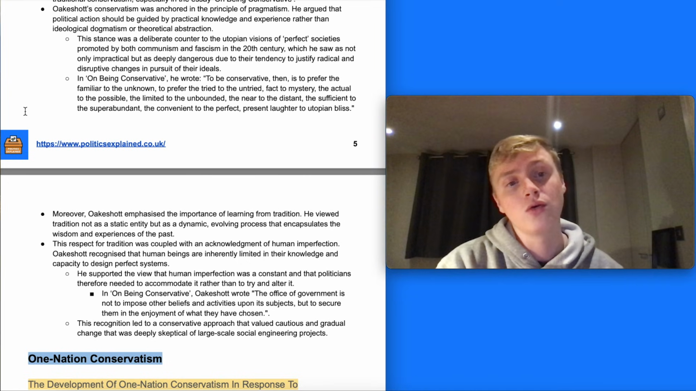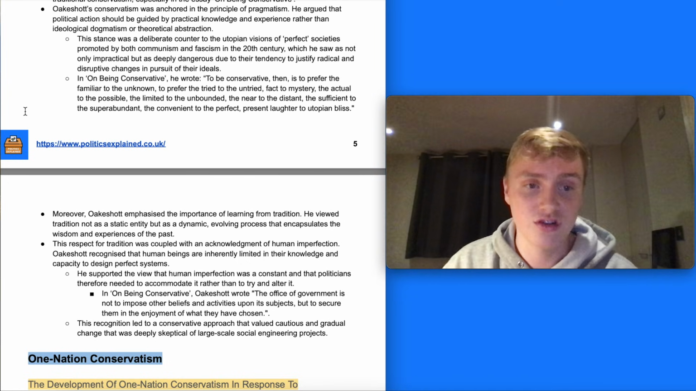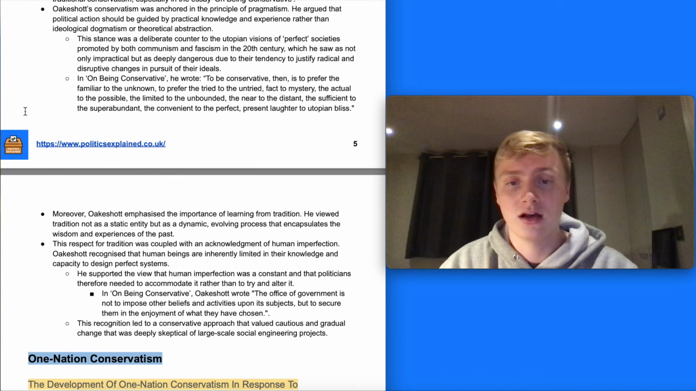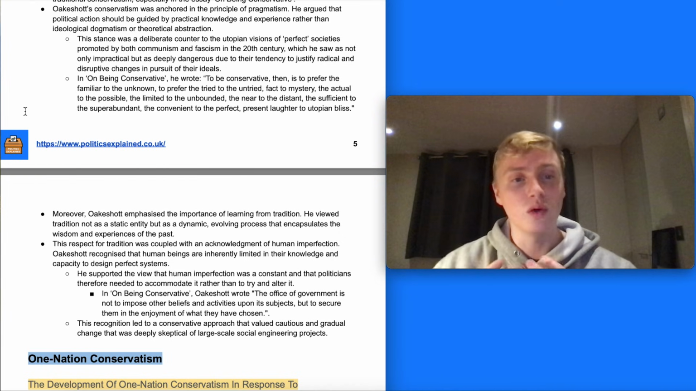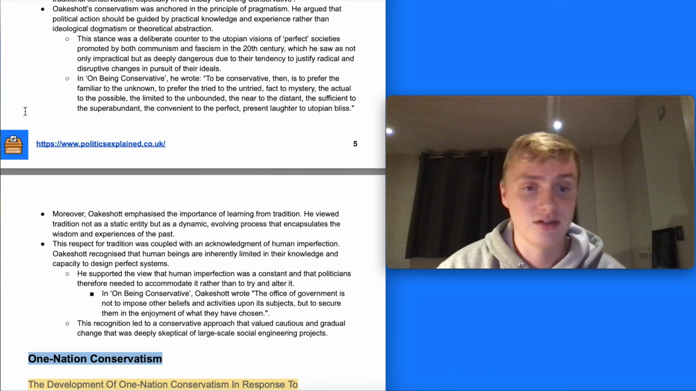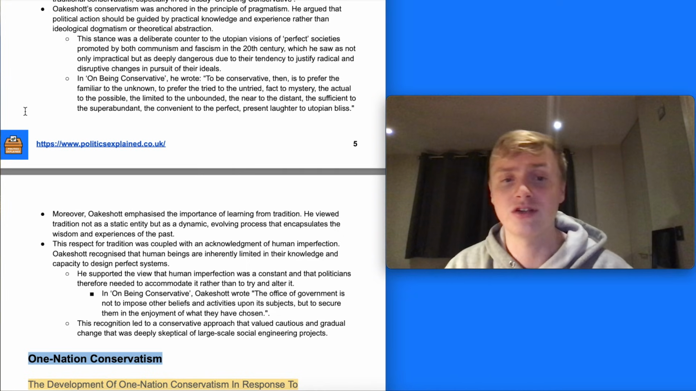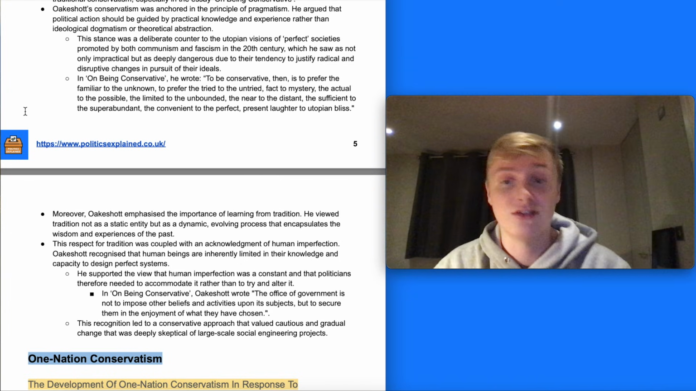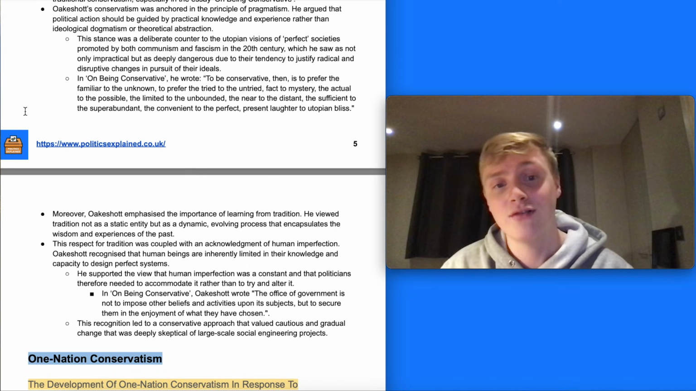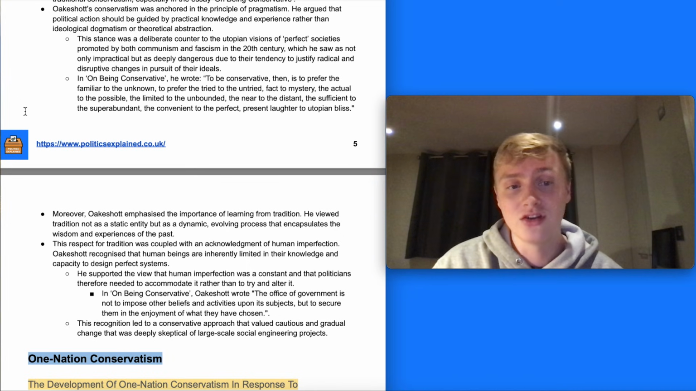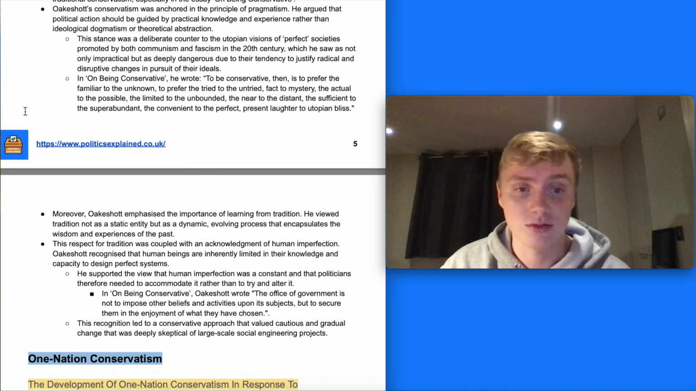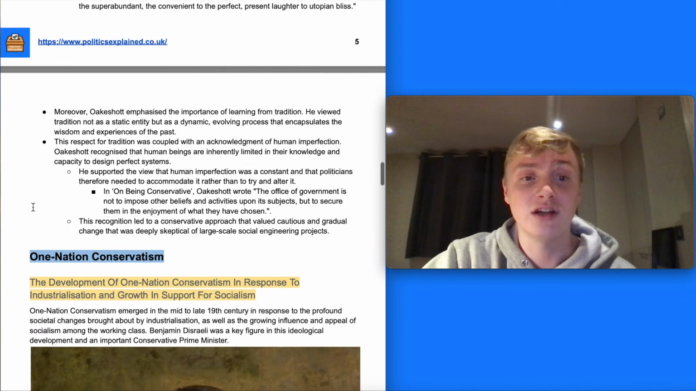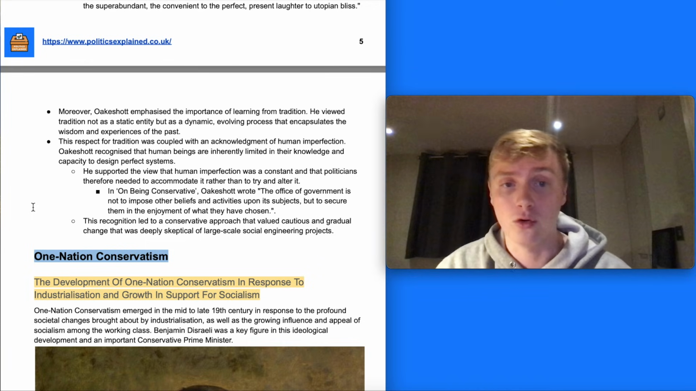Importantly, he also re-emphasized the importance of learning from tradition, viewing it not as a static entity, but as a dynamic, evolving process. Within it is the accumulated wisdom and experience of the past, which should really be listened to. And this was also coupled with an acknowledgement of human imperfection, another key traditional conservative principle, and a key conservative principle as a whole. He recognised that human beings are inherently limited in their knowledge and their capacity to design perfect systems. He supported the view that human imperfection was a constant and that politicians therefore needed to accommodate it rather than try and alter it.